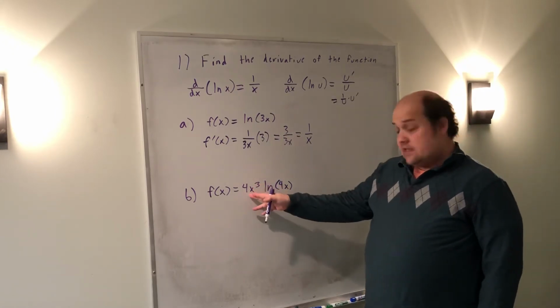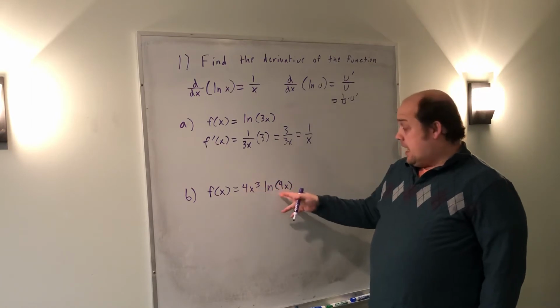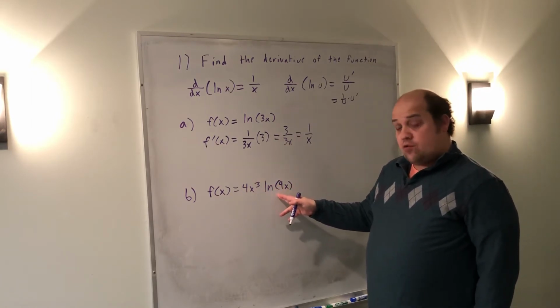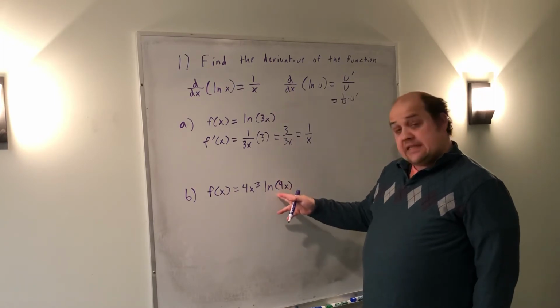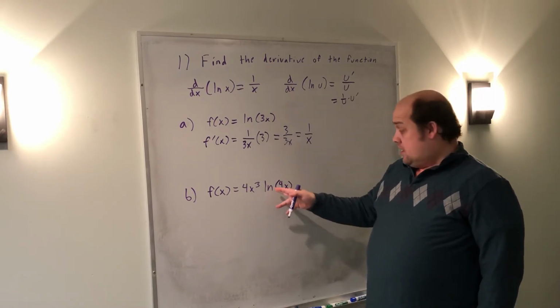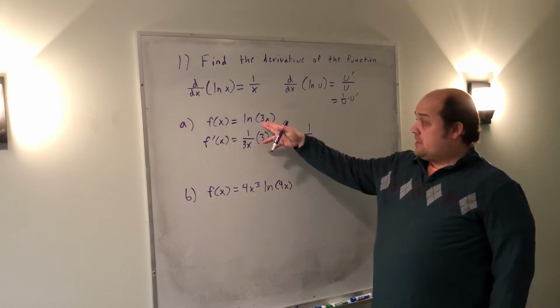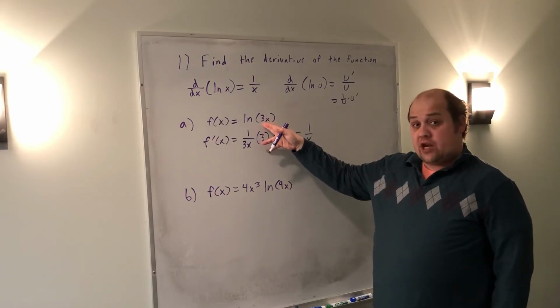In part B, we're given the function f of x equals 4x cubed times the ln of 4x. In this case, this is one function of x times a second function of x, meaning the outermost rule I see is the product rule. When I get to the second part of my product rule, this ln of 4x is a chain rule, much the same way the ln of 3x was a chain rule.